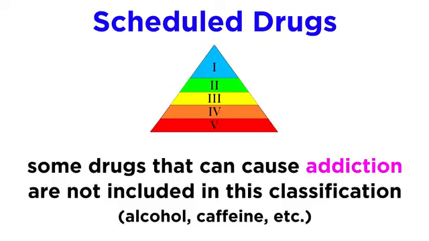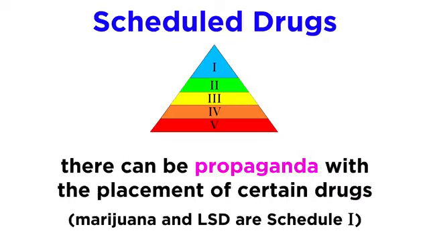We should note that some drugs that do cause addiction are not included in this classification, such as alcohol and caffeine. We should also note that there can be propaganda associated with the placement of certain drugs in a particular schedule, such as marijuana and LSD, qualifying as Schedule 1 drugs, given that there is little to no evidence that these substances produce any kind of dependency that could be comparable to a substance like heroin.